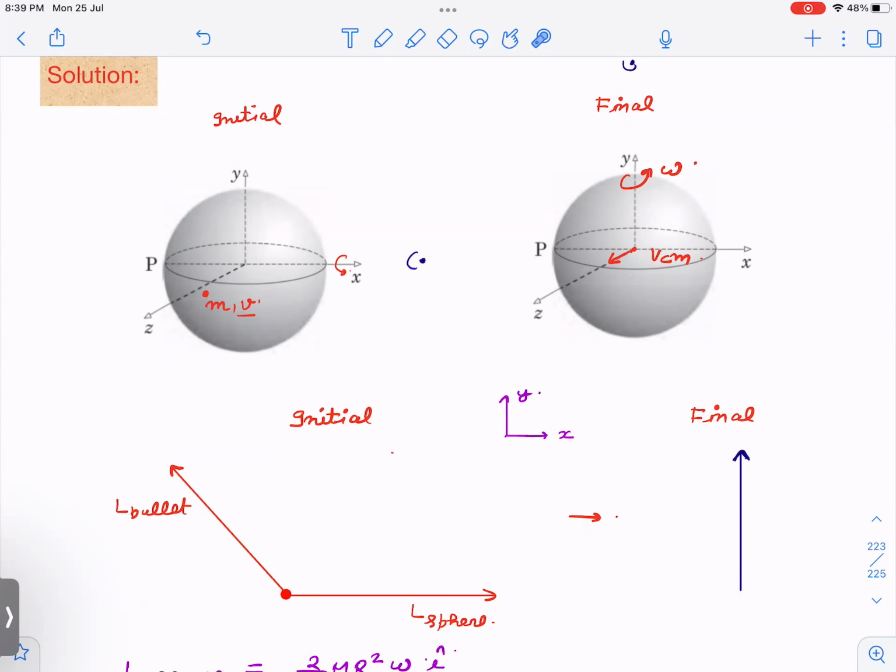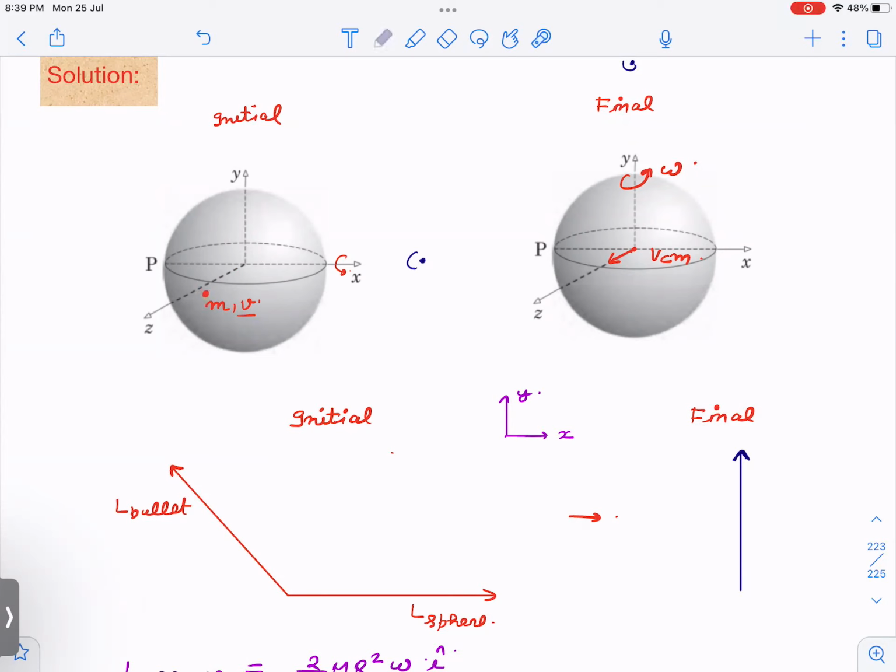So if the angular momentum of the bullet is in this direction, which is in negative x and y, it means it is in this direction. Now you can comprehend that the particle will intersect the sphere in this quadrant only.